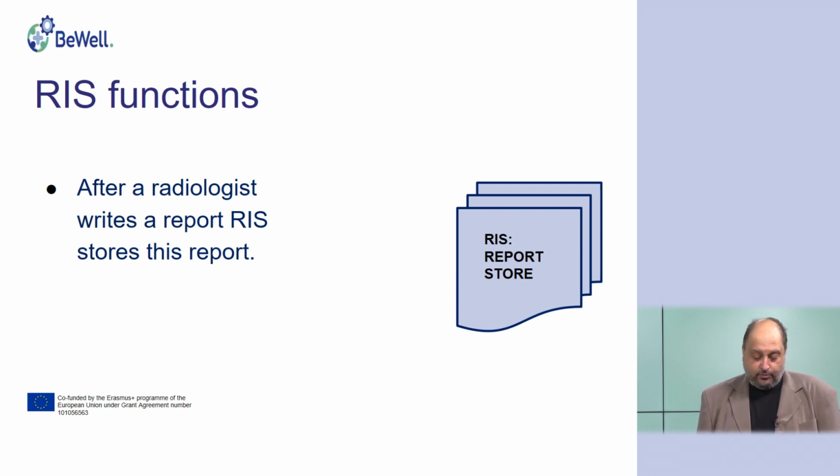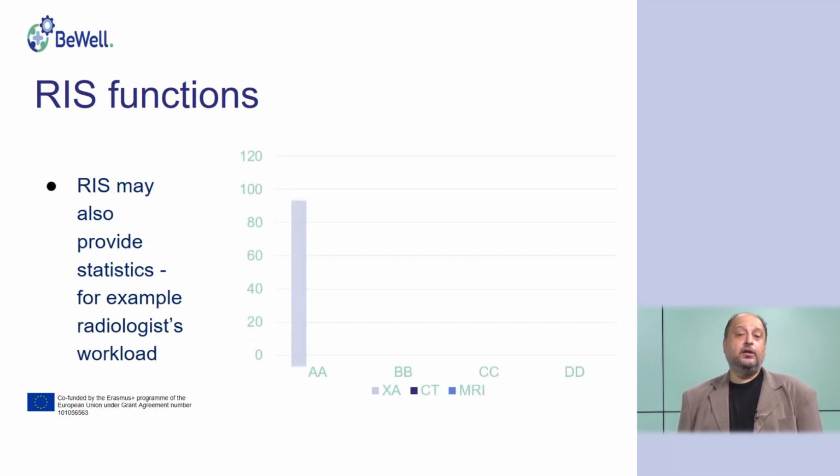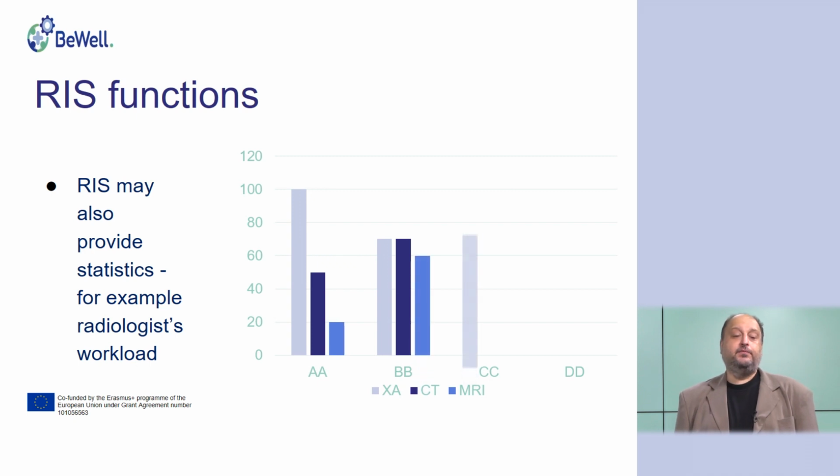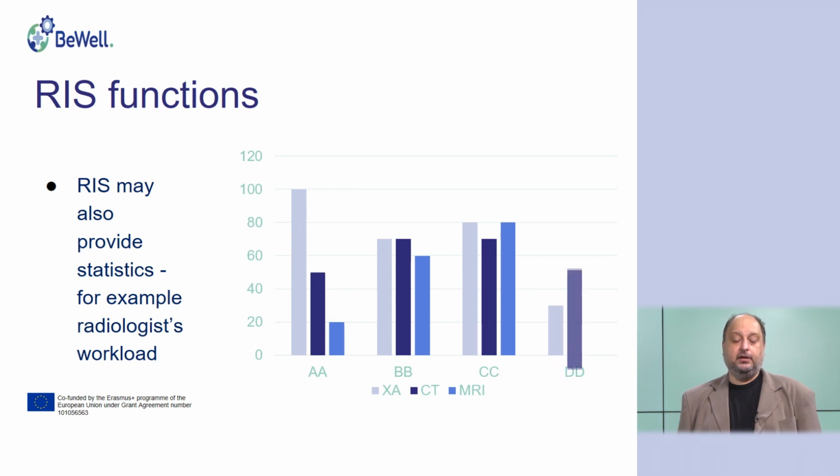Also, the radiology information systems may provide some statistics in a similar fashion to the PACS, but PACS are more modality-oriented, while the radiology information systems may provide statistics not only for modality workload, but also for radiologist workload. For example, you can see for different radiologists the number of MRI readings, the number of CT readings, the number of PET readings for a given time, just to see the workload.